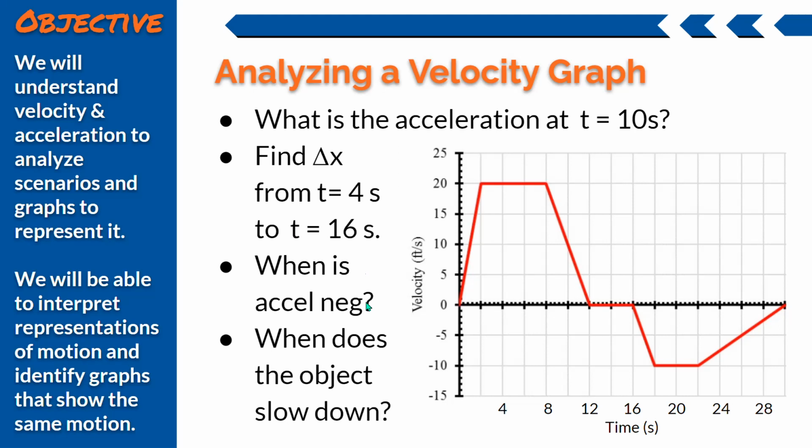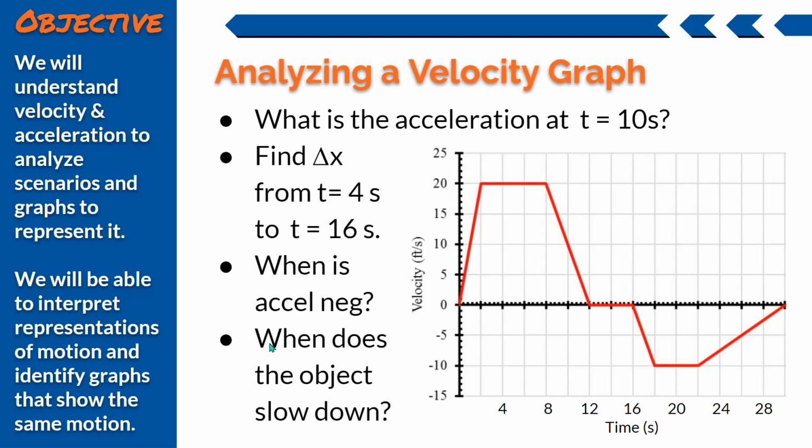If I asked you, when is the acceleration negative? How do I know if I have negative acceleration on a VT graph? How do I see it? Negative slope. So look for the portions with negative slope. Right here is negative slope, therefore this is negative acceleration anytime between 8 and 12 seconds. The only other part with a negative slope is right here, from 16 to 18 seconds. Those would be the portions with negative acceleration.